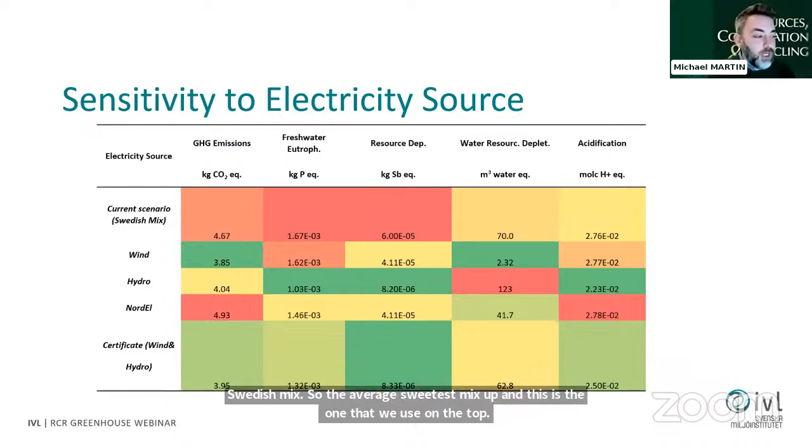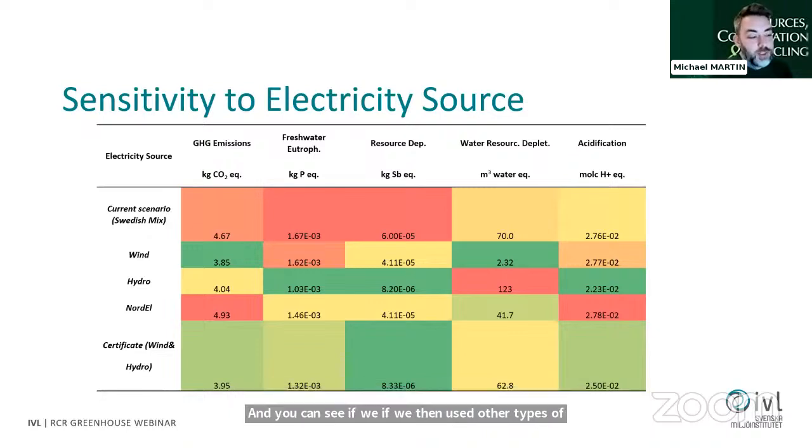And you can see if we then used other types of electricity sourcing, the results would be totally different. So if we just use wind or hydro, or even the Nordic regional electricity, or if we chose this certificate with wind and hydro, the impacts from the system would be a lot less.